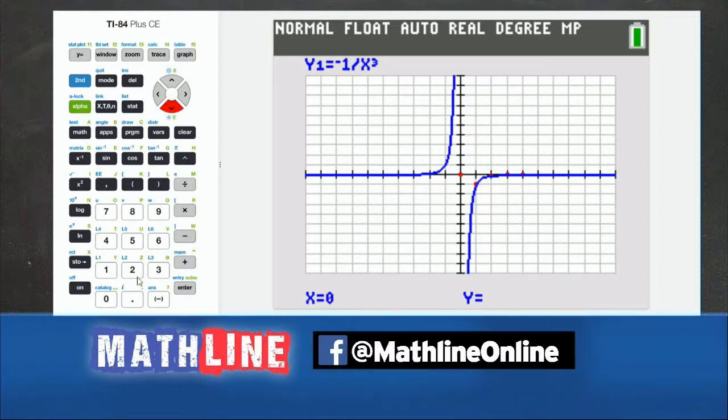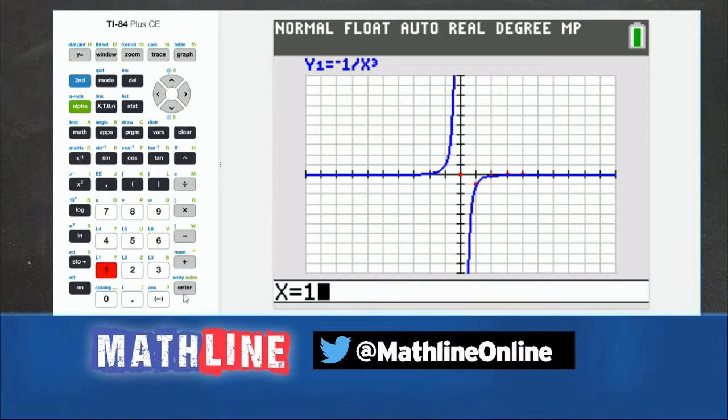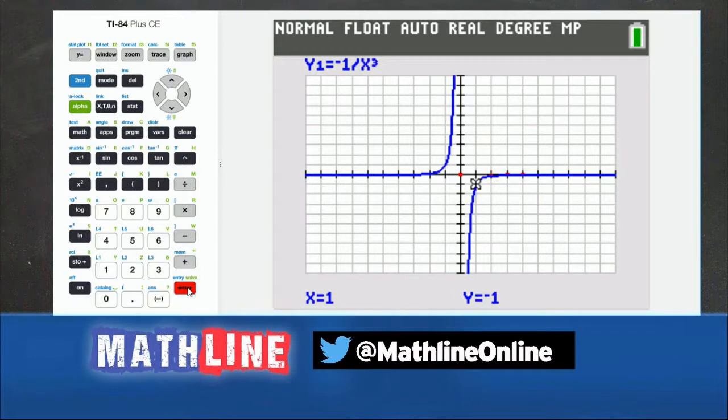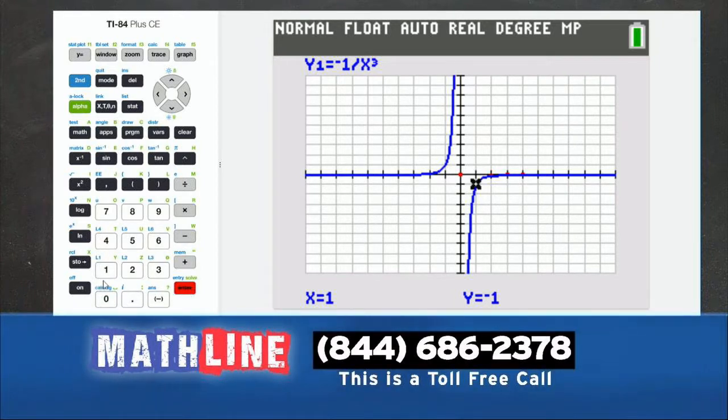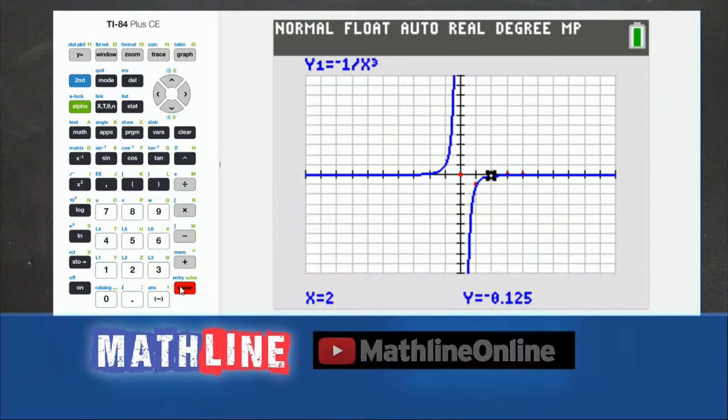Now, if I put in 1, everybody ready to see what happens when we get 1? Let's put a 1 in there and press enter. That's what we thought it would be, -1, okay? If we put in 2, we enter. There it is, that -1/2500 is right where the red dot said it should be.